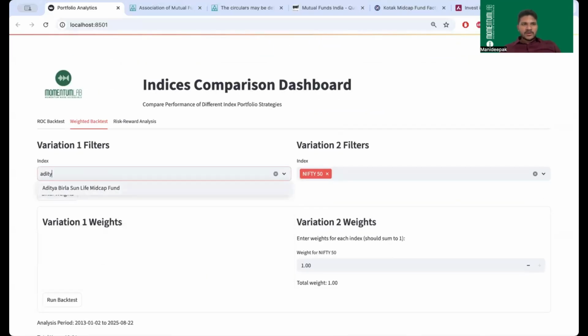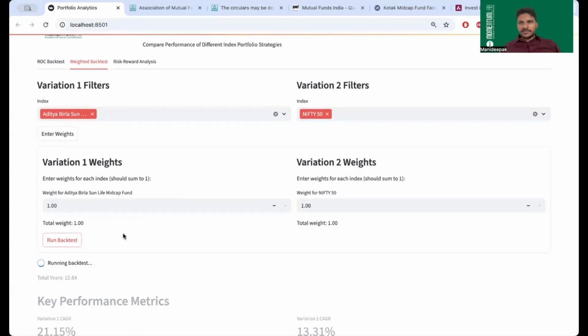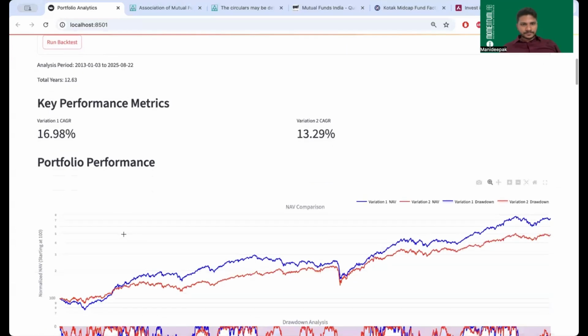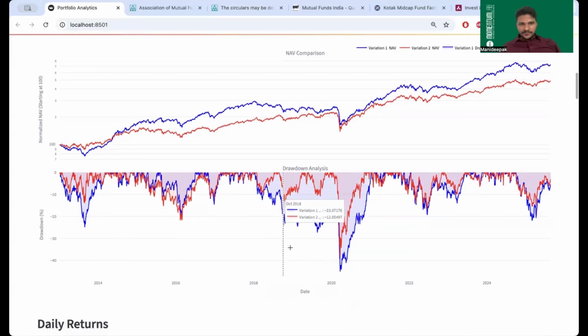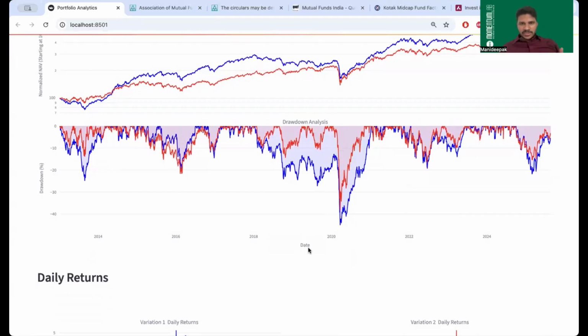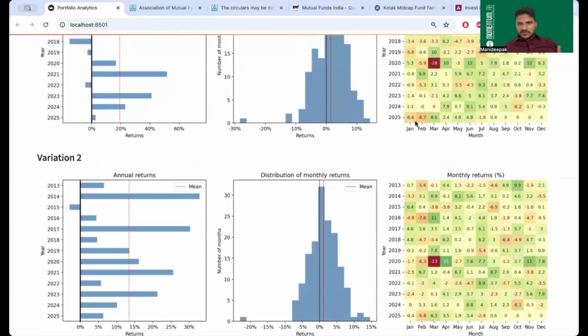Now let's look at one of the funds. I'll take Aditya Birla Sun Life Midcap Fund. Here, if you see, the drawdowns are huge compared to the benchmark. I think HDFC Midcap Fund was also yielding the same kind of drawdowns compared to the benchmark. We'll also look at the monthly returns quickly. So if you see minus 6.6% versus minus 0.4%, minus 8.7% versus minus 5.8% in the recent years.